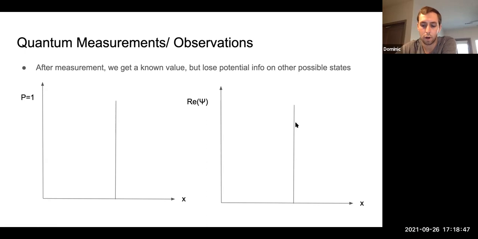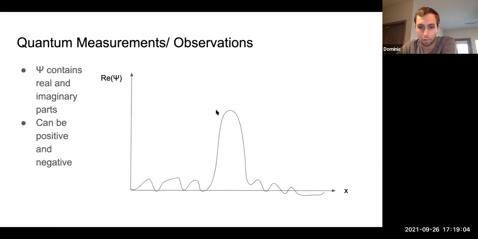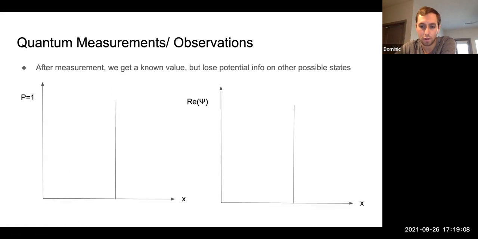And so that's kind of why, when a quantum system is measured and goes into one state, we call that wave function collapse, because your wave function goes from something that's broad and spread out over X to something where you just know where it is, in one spot at X.